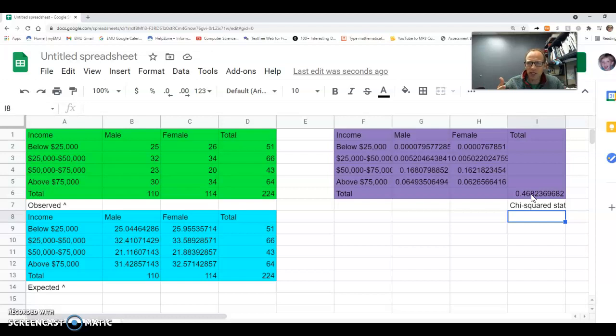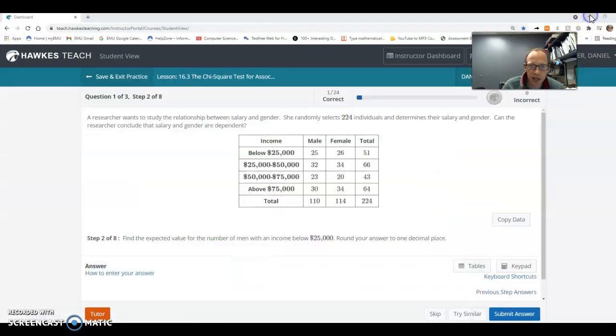Just like with a t-value or z-value statistic, you're trying to get further out beyond the critical value. And I'm not sure, I didn't check what the critical value is here. The degrees of freedom would be 3 because we have 4 times 2, but we have to subtract 1 from each of those. So it's the number of rows minus 1 times the number of columns minus 1. So that would give us 3 degrees of freedom.